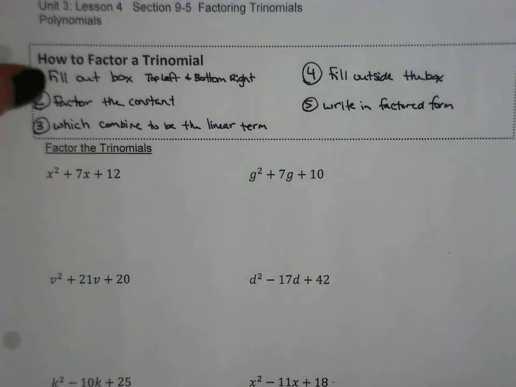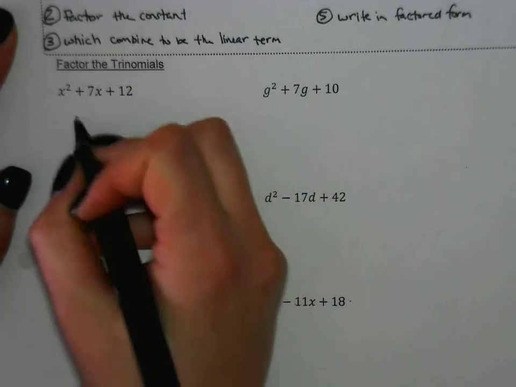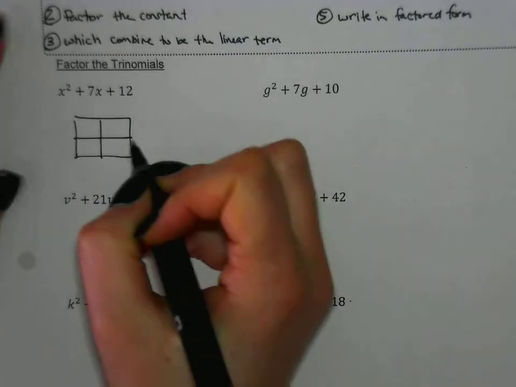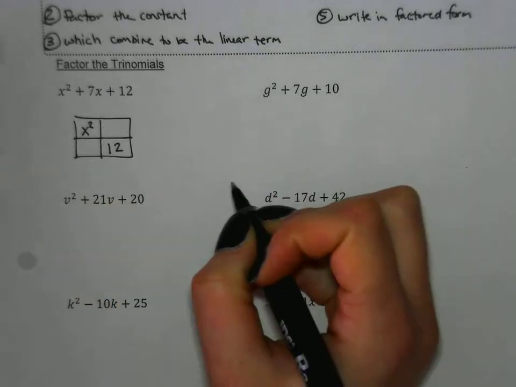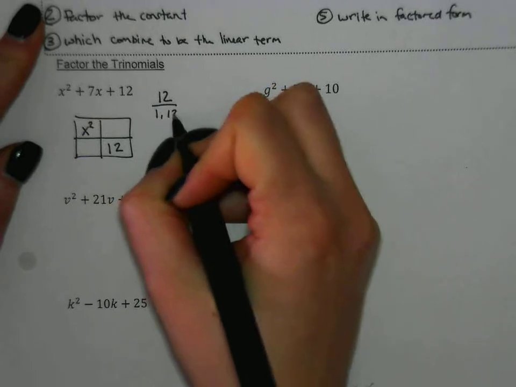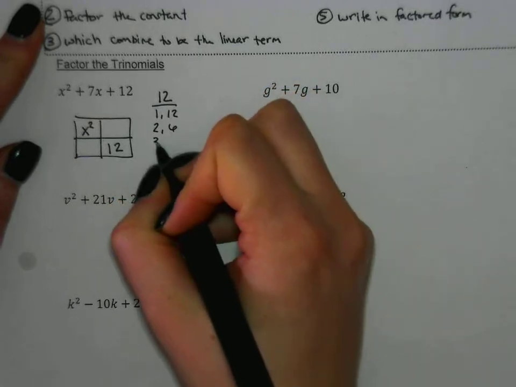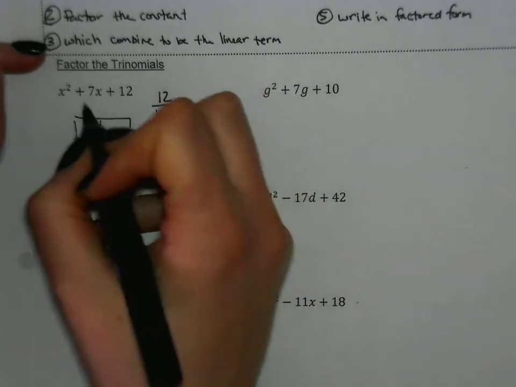So let's take a look at our first example. So step 1, I want to fill out my box. Top left, I write x squared, bottom right, my 12. So then I factor my constant, which is 12, and my factors of 12 are 1 and 12, 2 and 6, 3 and 4.